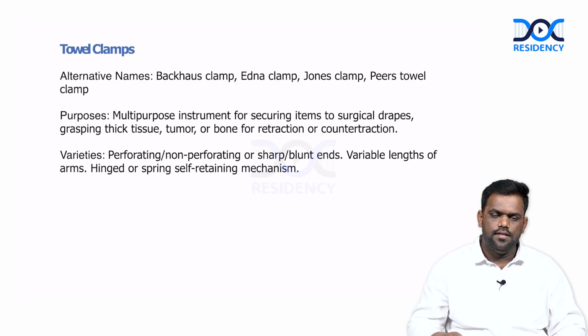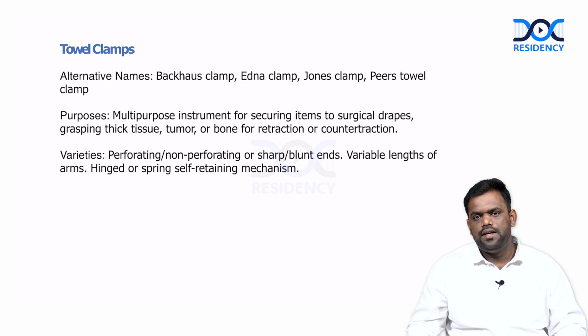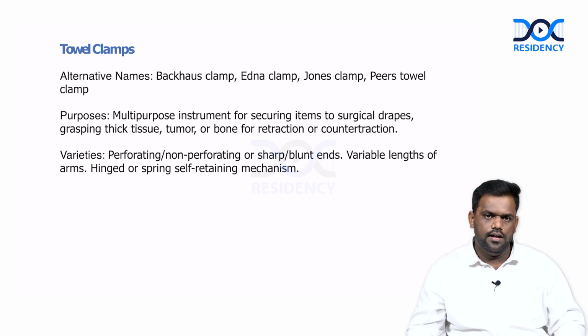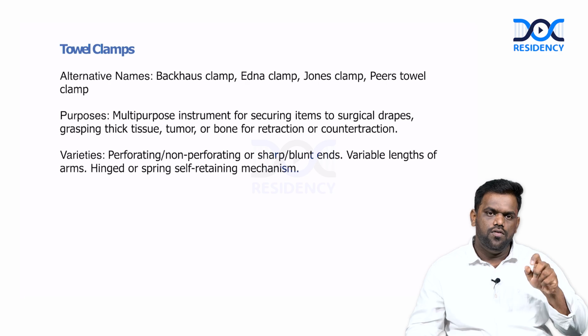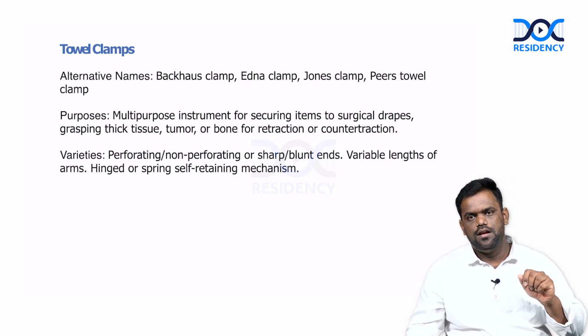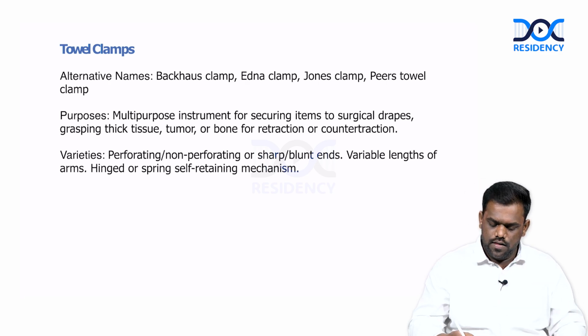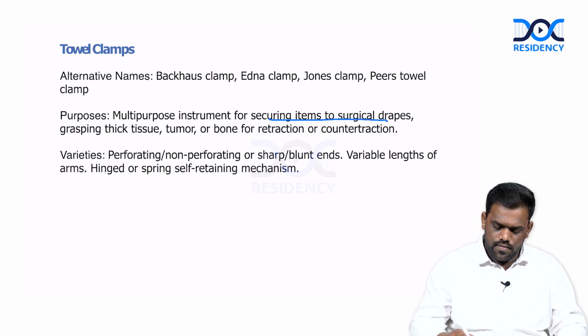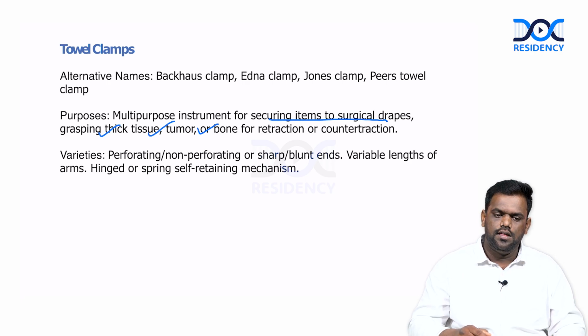Identify this clamp. This is a towel clamp, otherwise called Backhouse clamp, Edna clamp, Jones clamp, Pierce towel clamp, simply called a towel clamp. It is used for securing items to the surgical drapes and grasping thick tissues, tumor or bone for retraction or counter traction. So we can secure items to the surgical drapes, grasp thick tissue, tumors or bones, for retraction and counter traction.